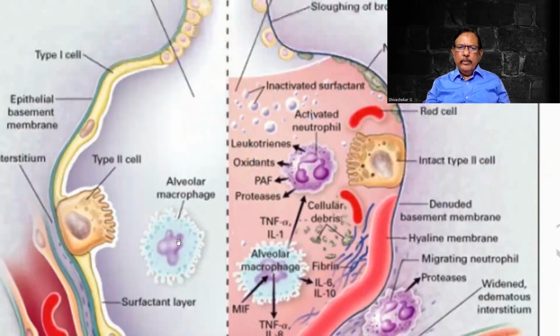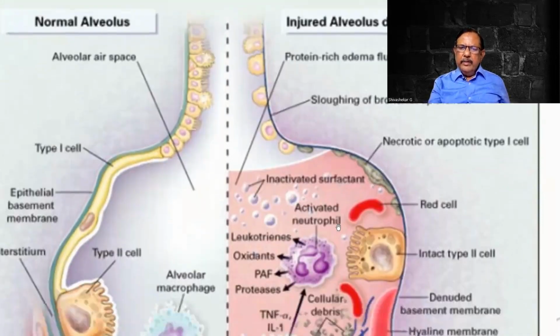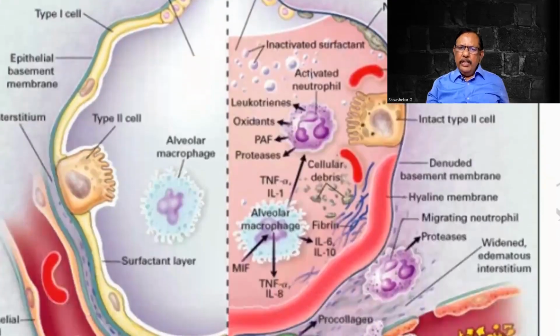This is normal. But see what is happening over here. In the case of an injured alveolus, there is a protein-rich fluid that is getting accumulated. The epithelium is getting sloughed off. When in doubt, compare. So you get a necrotic, apoptotic cell compared with the live one. And there is also the intravasation of the RBCs into the alveolar spaces. There is the classical hyaline membrane that can be formed, that can be the deposition of fibrin.